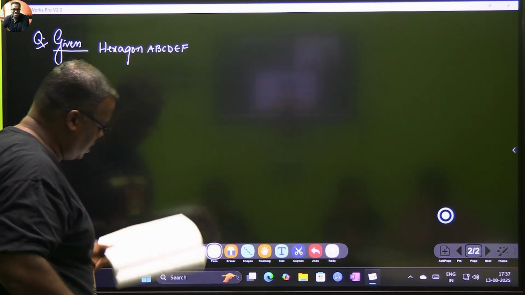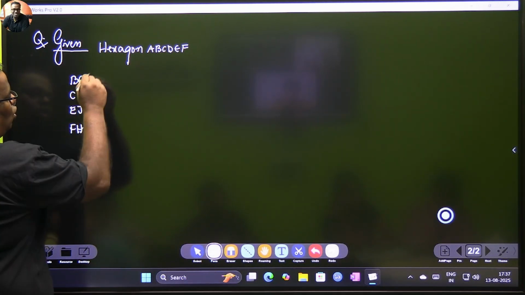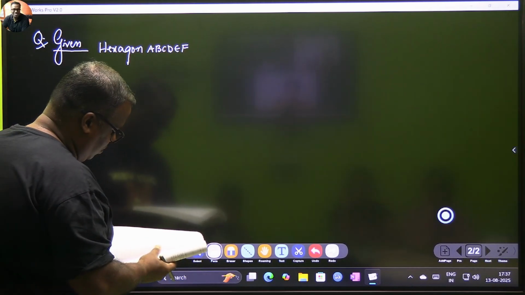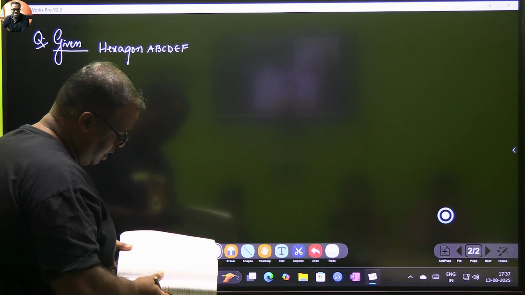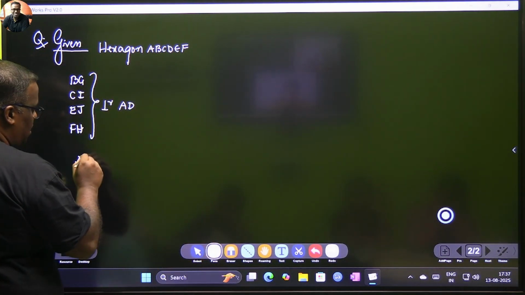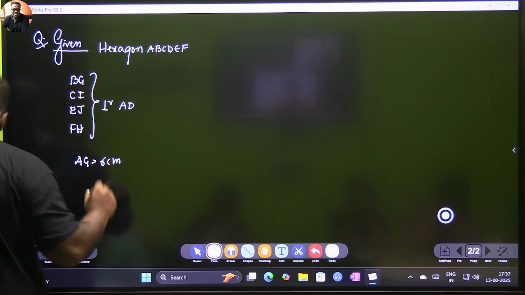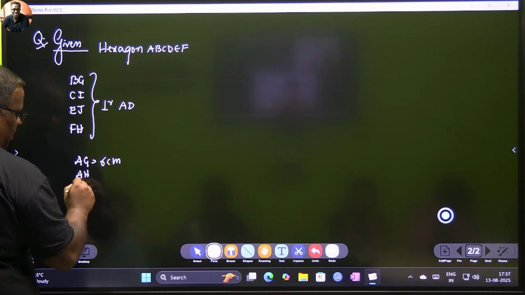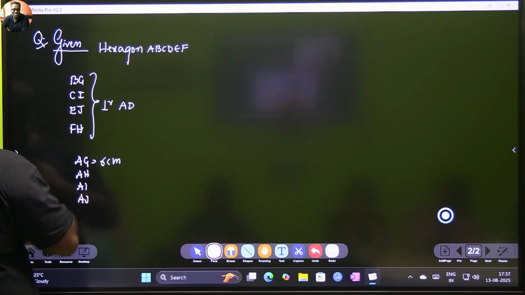Let's write down the question. I'm just writing the question. EJ and FH, all of them are perpendicular. They say all of them are perpendicular to AD. Very good. Okay. And further some more information is given. AG is given as 6 centimeters. Thereafter, they have given me AH, AI, and AJ, and they're giving me AD.